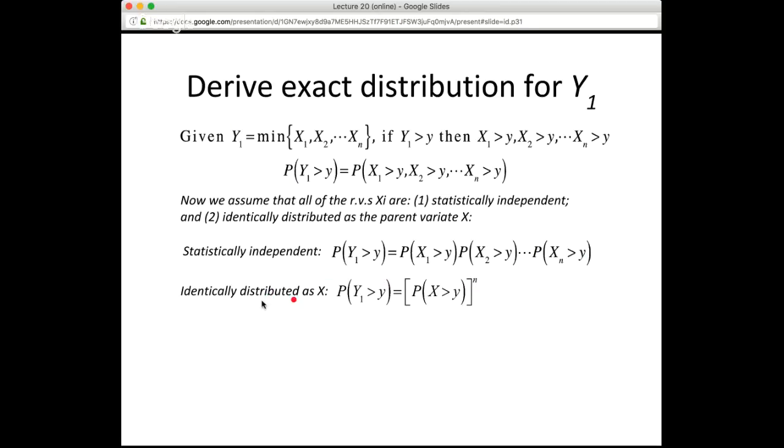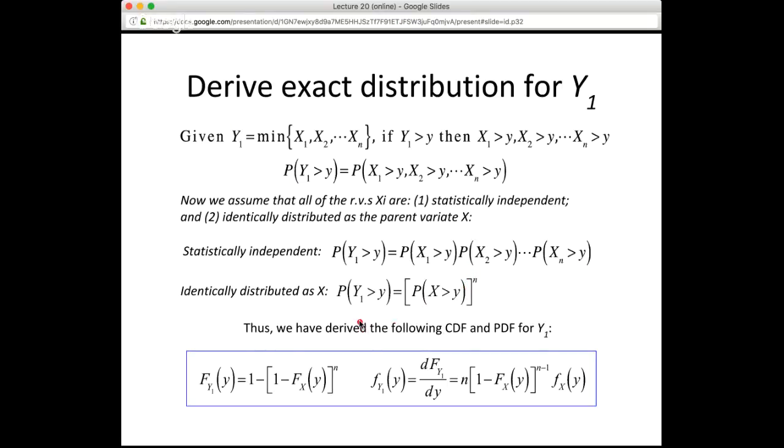Then when we invoke the identical distribution, each of these becomes identical. So we have n of them. The probability that y1 is greater than y becomes the probability that x is greater than y, raised to the n, the sample size. From there, it's easy to derive the corresponding CDF for y1, because we can get the CDF, the probability that y1 is less than or equal to y, as the complement of this probability. Likewise, we can express the CDF for x being less than or equal to y as the complement of the probability that x is greater than y.